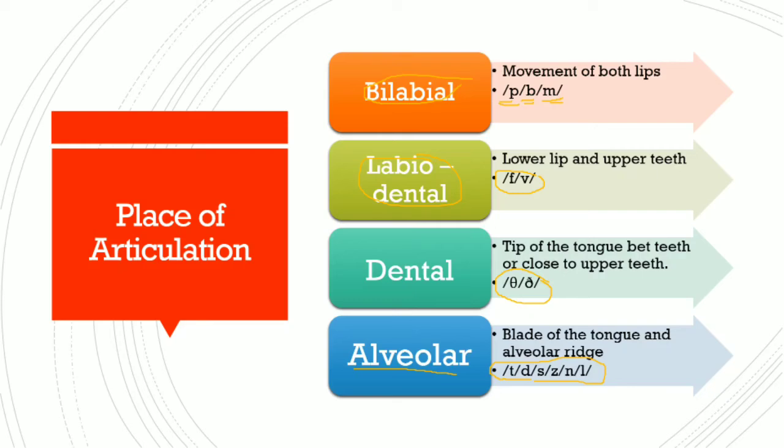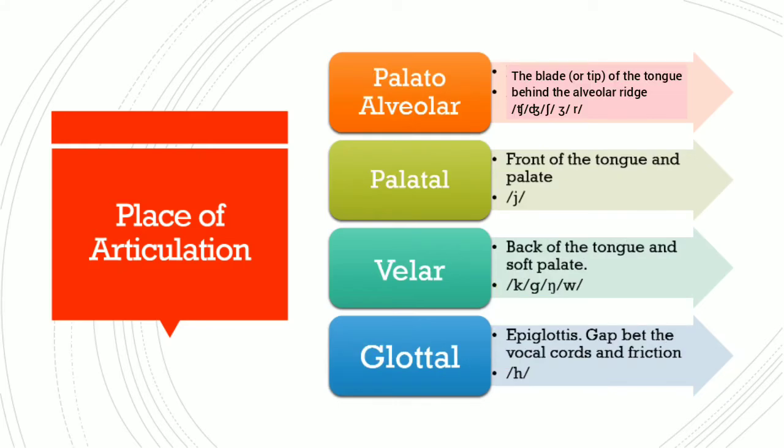Let's go on. The place of articulation in the case of palato-alveolar: here the blade or tip of the tongue is used just behind the alveolar ridge. For the alveolar one, the previous one, you place the tip or blade of your tongue on your alveolar ridge. But in this case, it's a little bit to the back, okay? And you produce the sounds ch, j, sh, j, and ra.